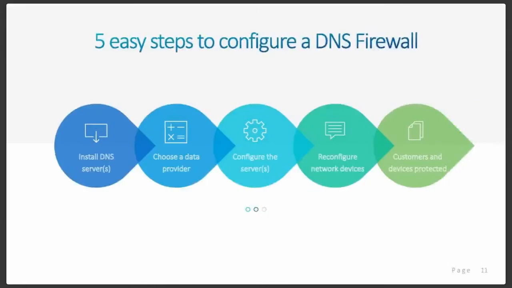So the name of our presentation today is 5 Easy Steps to Configure a DNS Firewall. We're going to go through the steps, which real quick are: install a DNS server, I'm going to show that, it's really, really simple. Then choose a data provider, that's a very important thing to do. Then configure the server, how to configure it to use the data from this provider. Then configure your workstations, and then you are protected.